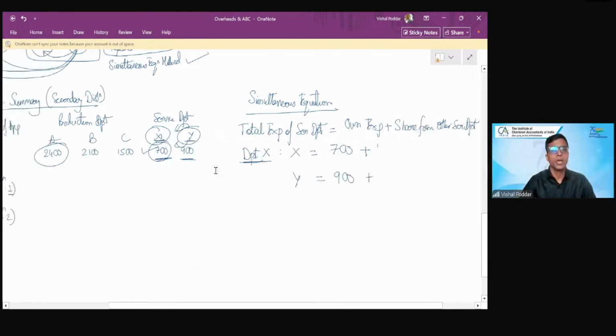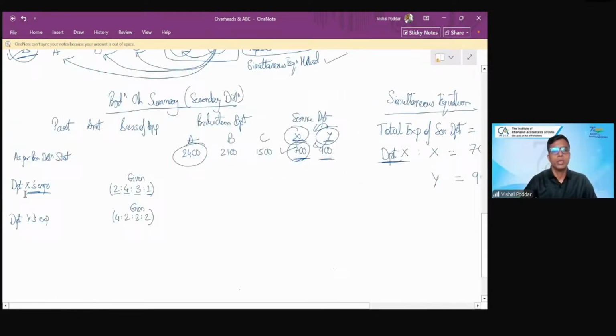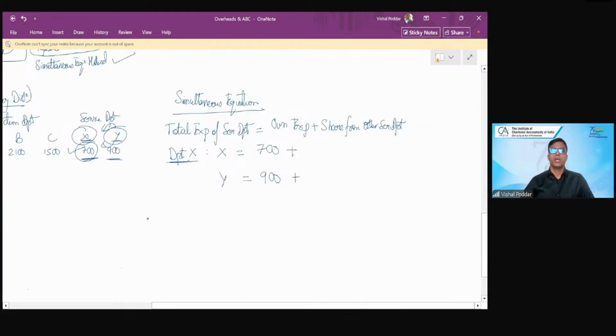Now, how much they are giving to one another? See the ratio. Department X is giving 10% to Y and Y is giving 20% to X. So be clear with the ratios, what each one is giving to the other. So department Y is giving 20% to X, or it is 20% of Y which X is getting. Similarly, department X is giving 10% to Y, or you will say Y is getting 10% of X.